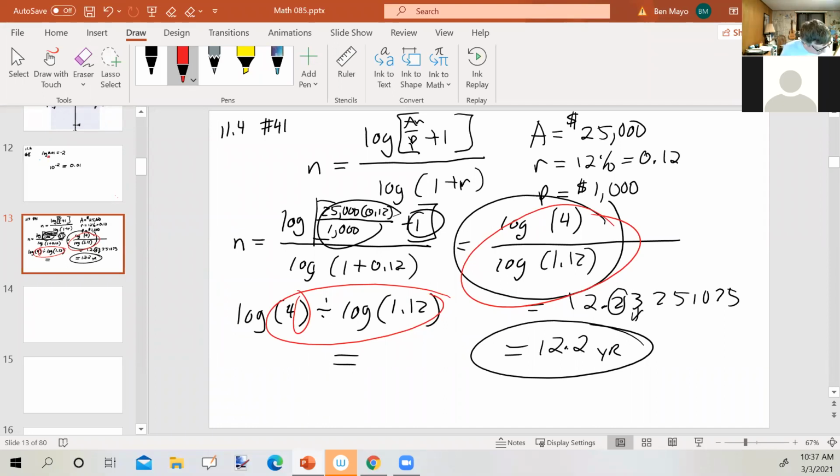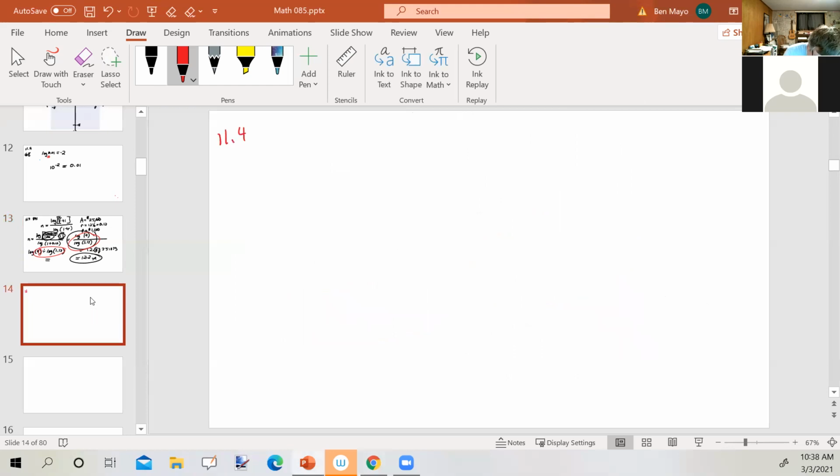Okay, let's see here. We're going to go on to another student's question. Here we go. This is also from 11.4. This is number 23. Okay. All right. So this is 11.4, number 23. It says solve for x.